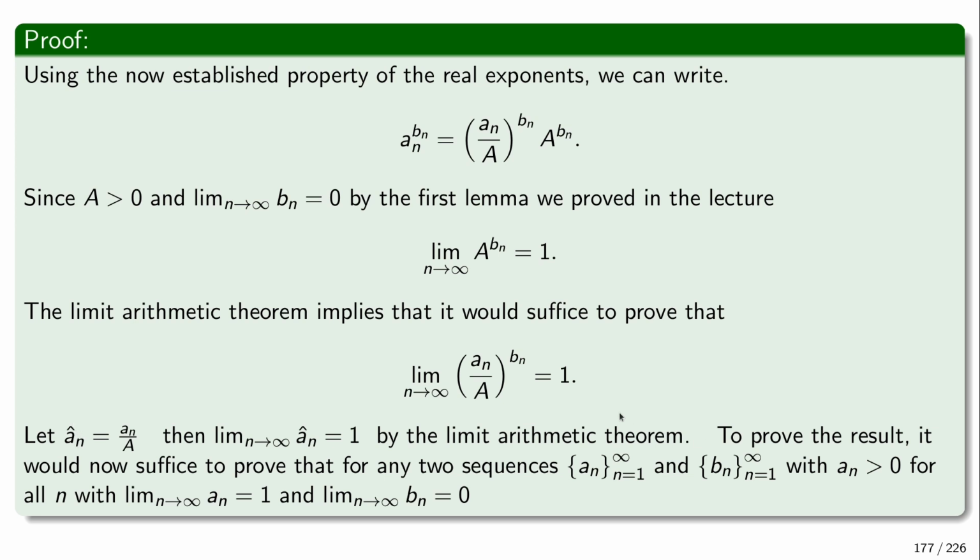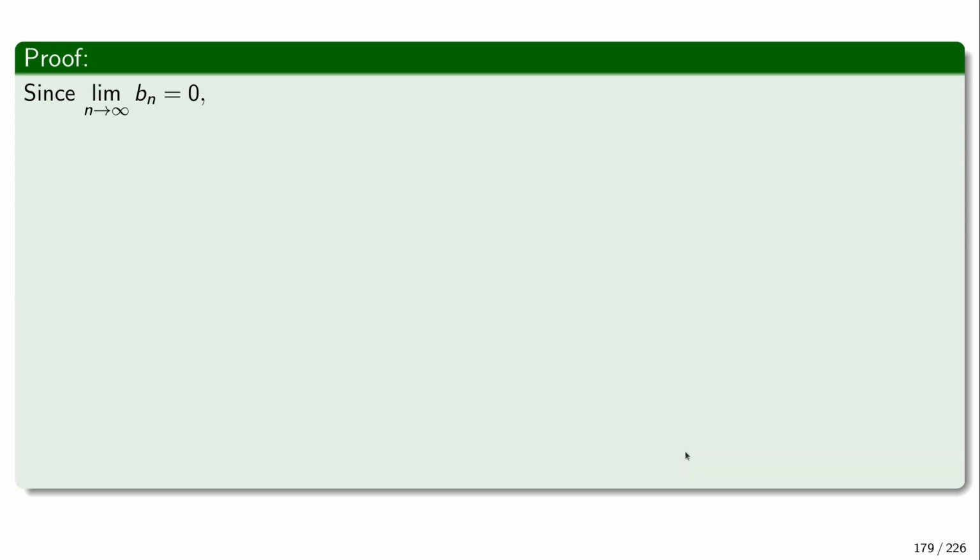So to summarize what we've said so far, it would suffice to prove that for any two sequences of real numbers a_n and b_n, with a_n strictly positive everywhere, and a_n converges to 1, and b_n converges to 0, then this limit of a_n to the power of b_n is going to be 1. And the difficulty here, so clearly a_n converges to 1, b_n converges to 0, so it has to really converge to 1. But the difficulty here is that now it's one sequence to the power of another sequence, right? Okay, now let's prove it.